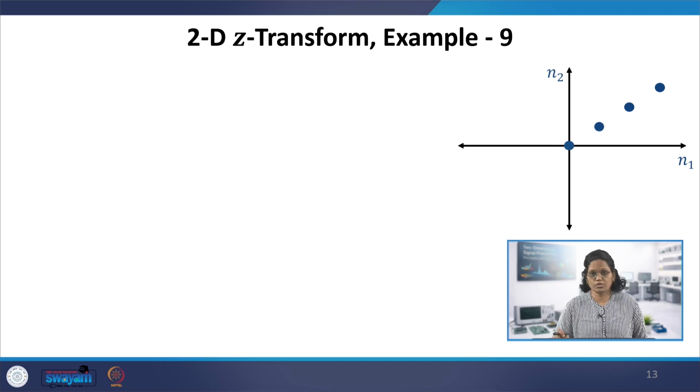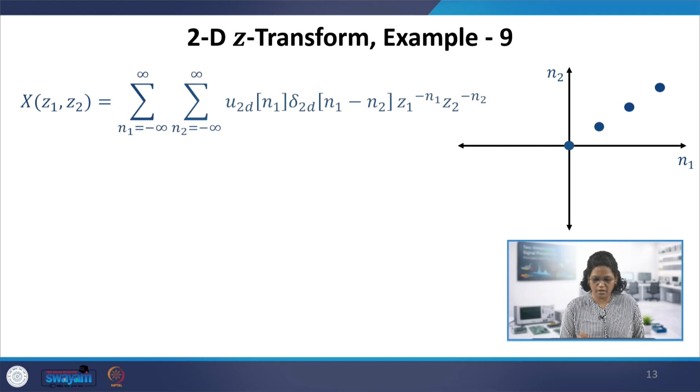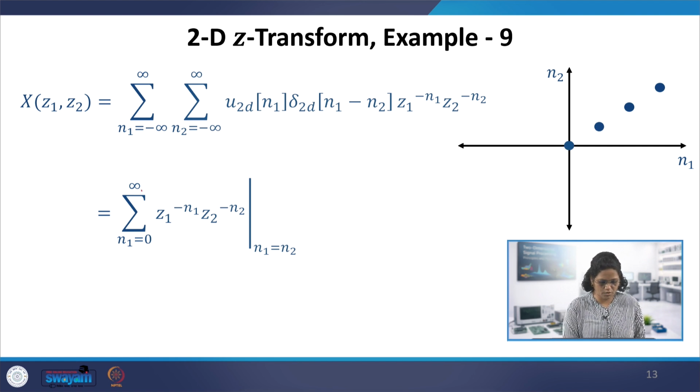So what is the ROC of this sequence and its Z transform? We will find out the Z transform. The Z transform is the summation over N1 from minus infinity to plus infinity. Now this summation changes, as only the terms with N2 and N1 equal values remain. So N1 varies from 0 to infinity, and the whole thing becomes 1. So the Z transform is Z1 power minus N1, Z2 power minus N2, where N1 and N2 are equal, and this value is from 0 to infinity.